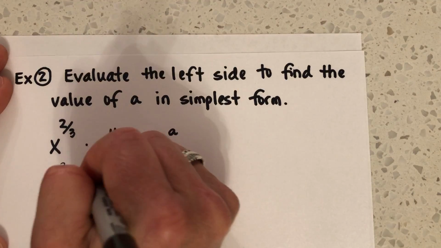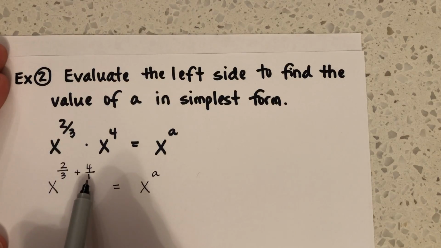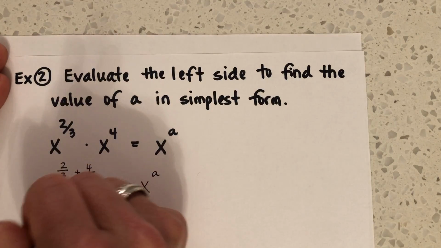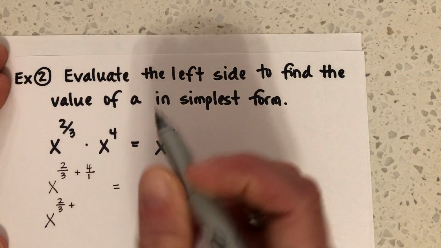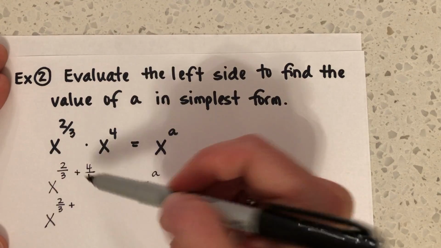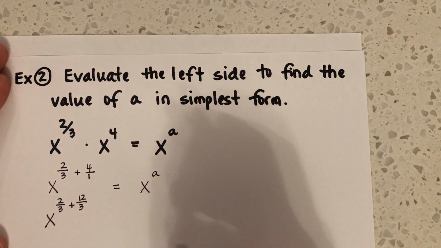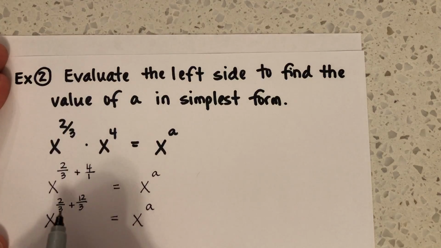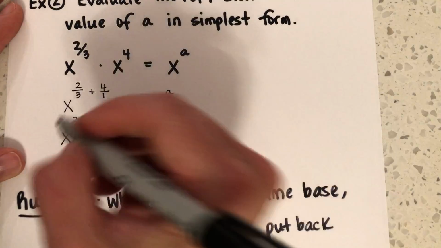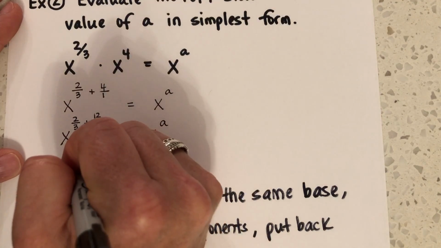So throw 4 over 1, and now a common denominator between 3 and 1 is 3. So it's going to be x to the 2/3 is good to go, plus, to make this a 3, times top and bottom by 3, and that'll be 12 over 3. So that still equals x to the a. So now it's going to be x to the 2 plus 12 is 14 over a common denominator of 3.